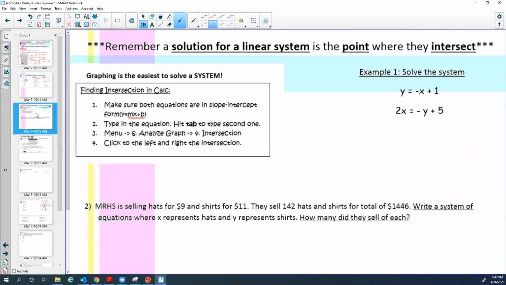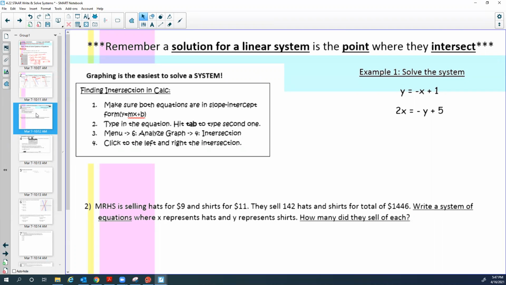Now, when it comes to finding the solution to a system, this is always going to be a point. You must write it as a point unless told otherwise. There's sometimes where they're going to ask you to find just the x value, or sometimes they're going to just ask you for the y value, but still a solution is a point. So one way we can do this is by graphing these in our calculators.